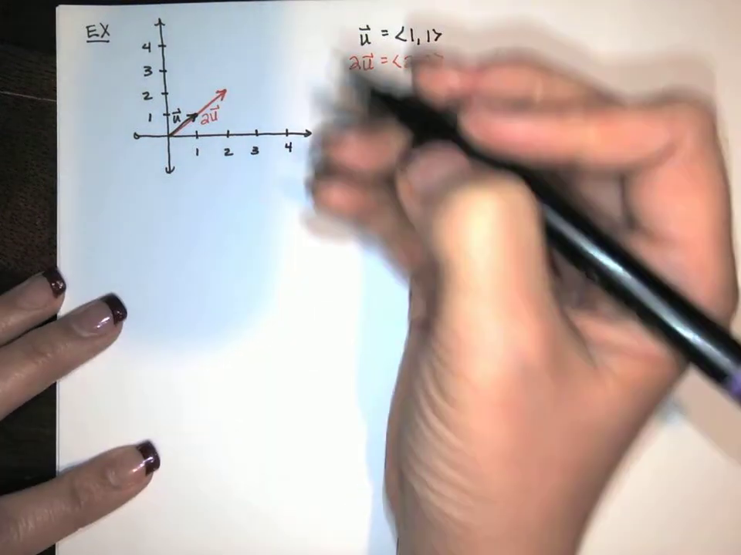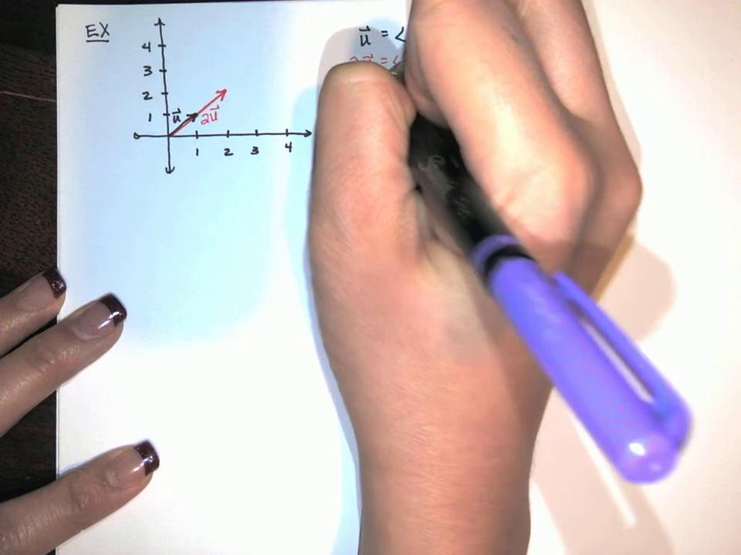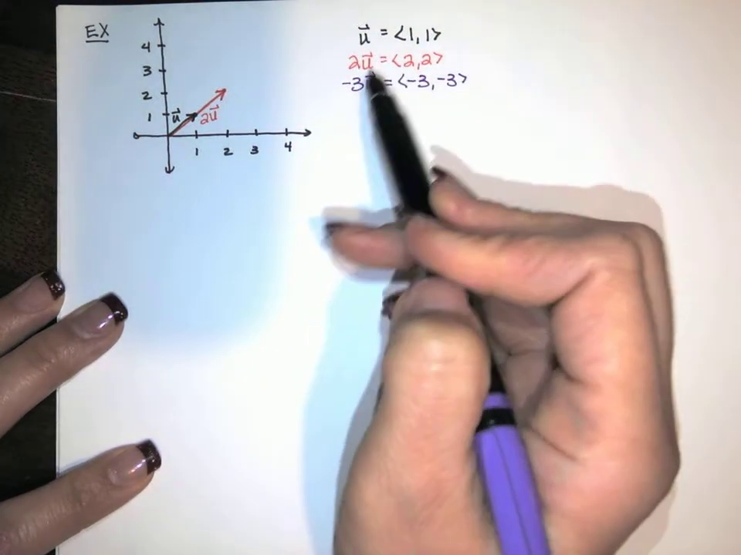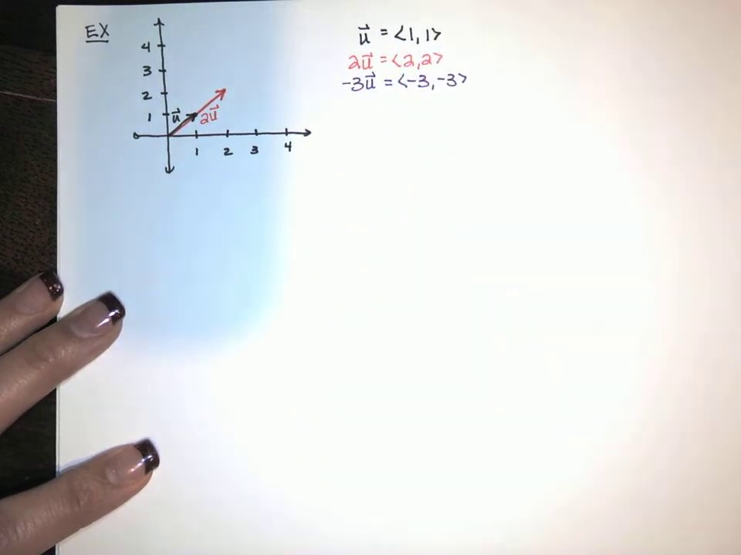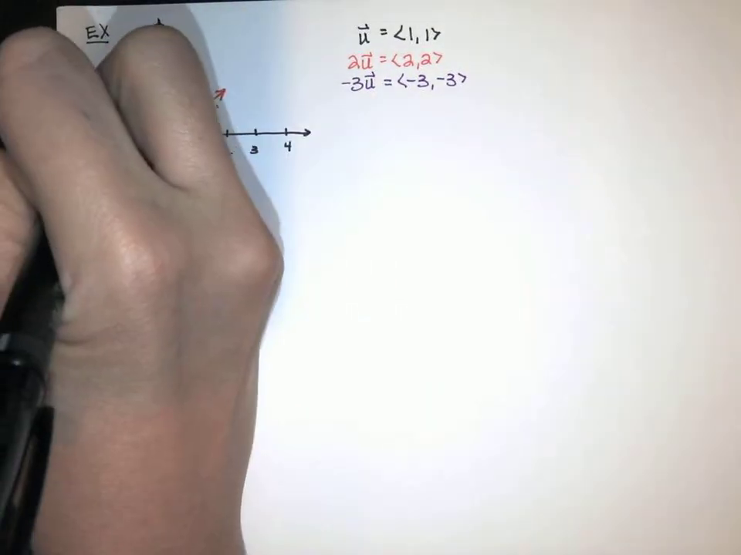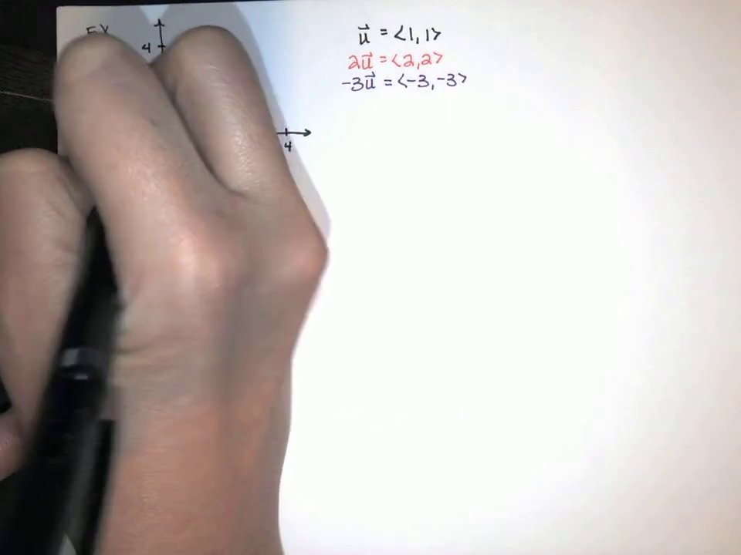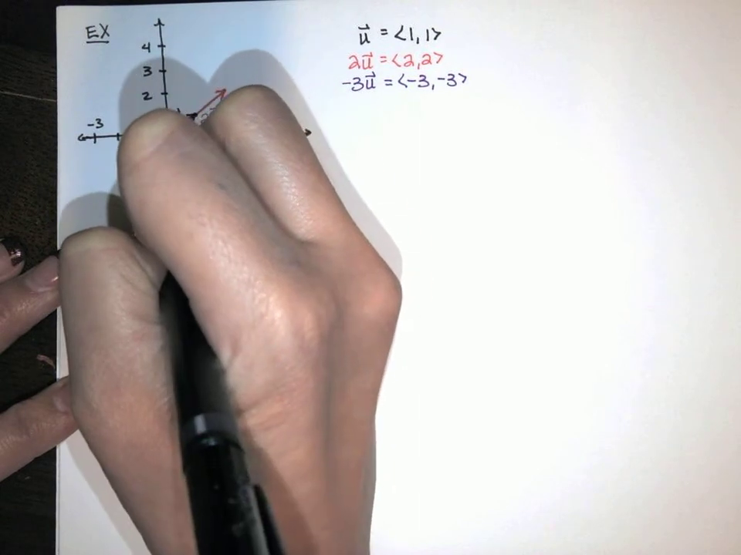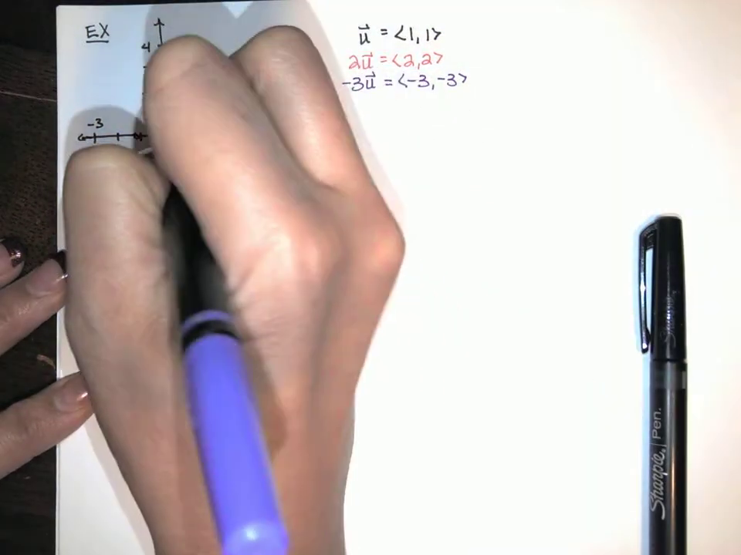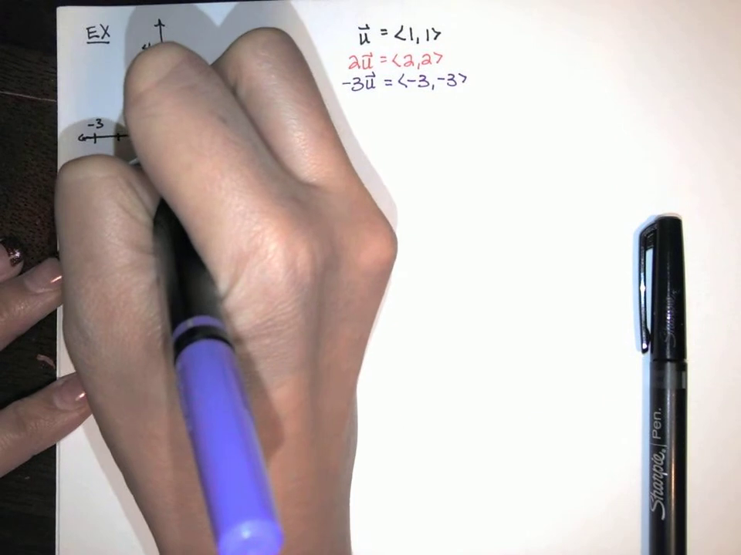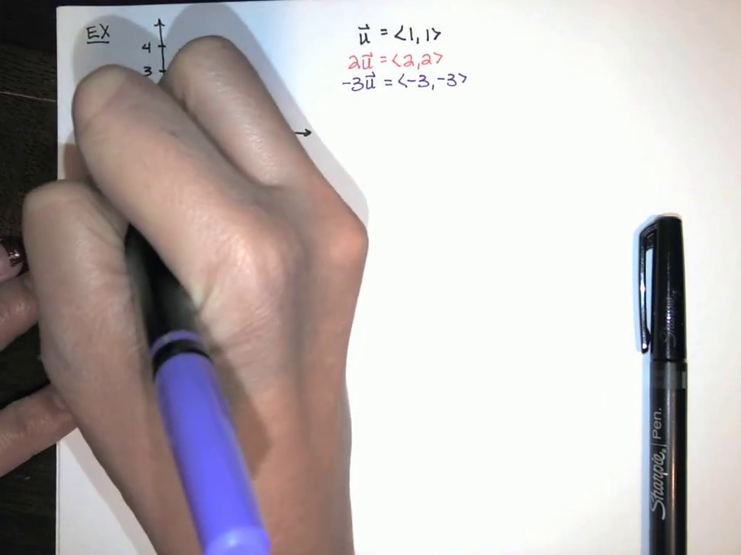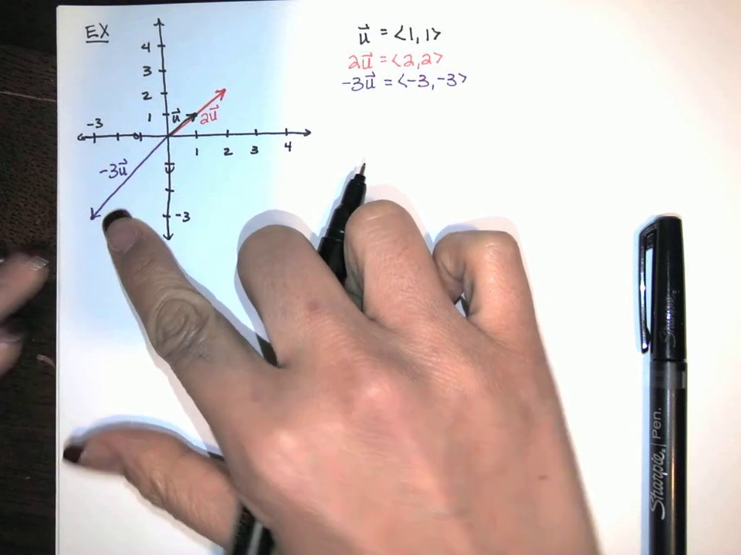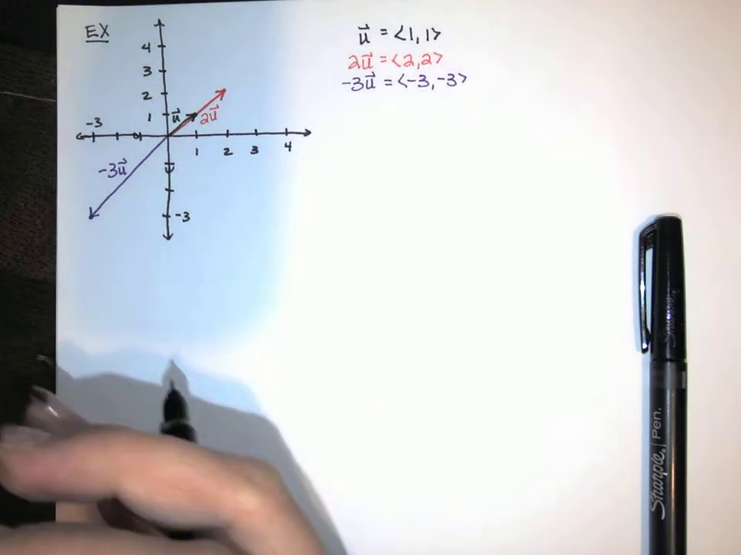Or how about this? Negative 3u. That's going to be negative 3, negative 3. Take the 1, multiply it by negative 3, take the 1, multiply it by negative 3, and I get that. Trying to make everything nice: negative 1, negative 2, negative 3. Isn't that in the opposite direction from u, but 3 times as long? Well, it should be. My grid isn't exactly perfect, but you get the idea.